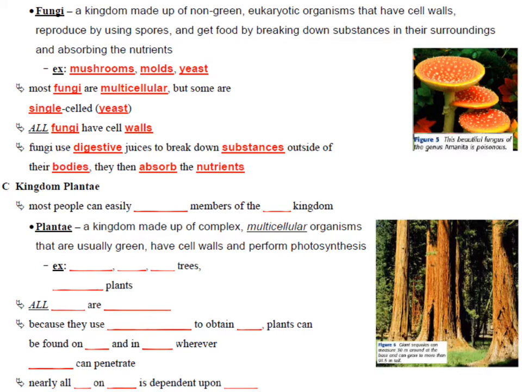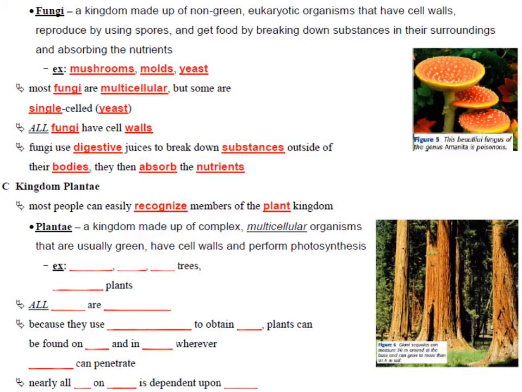All right, so the next kingdom that we'll take a look at is the kingdom Plantae. So obviously this is the kingdom that contains plants. Most people easily recognize members of the plant kingdom. Like I said, back during Aristotle's day, this was one of the two categories that people came up with. We had plants and we had animals, and so plants have been well known for centuries and centuries, thousands of years and more. So Plantae is the kingdom made up of plants, but these are complex, multicellular organisms.